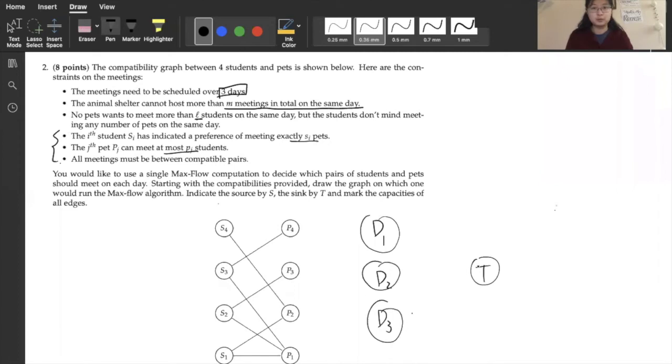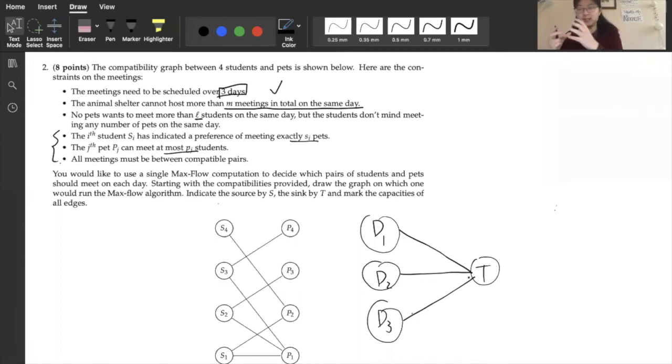And now all I need to do is check for compatibility. All right. So again, we want to make sure that these bottom 3 conditions we already know how to deal with. So now the only thing we don't know how to do is the first 3. So let's check if they work. 3 days is satisfied. I see the animal shelter can't host more than M meetings total on each day. So now I have these nodes, I can just connect them to T, and since every unit of flow I flow across will represent one meeting between a student and a pet, that means once I flow into some day D, that particular meeting happened on day D.